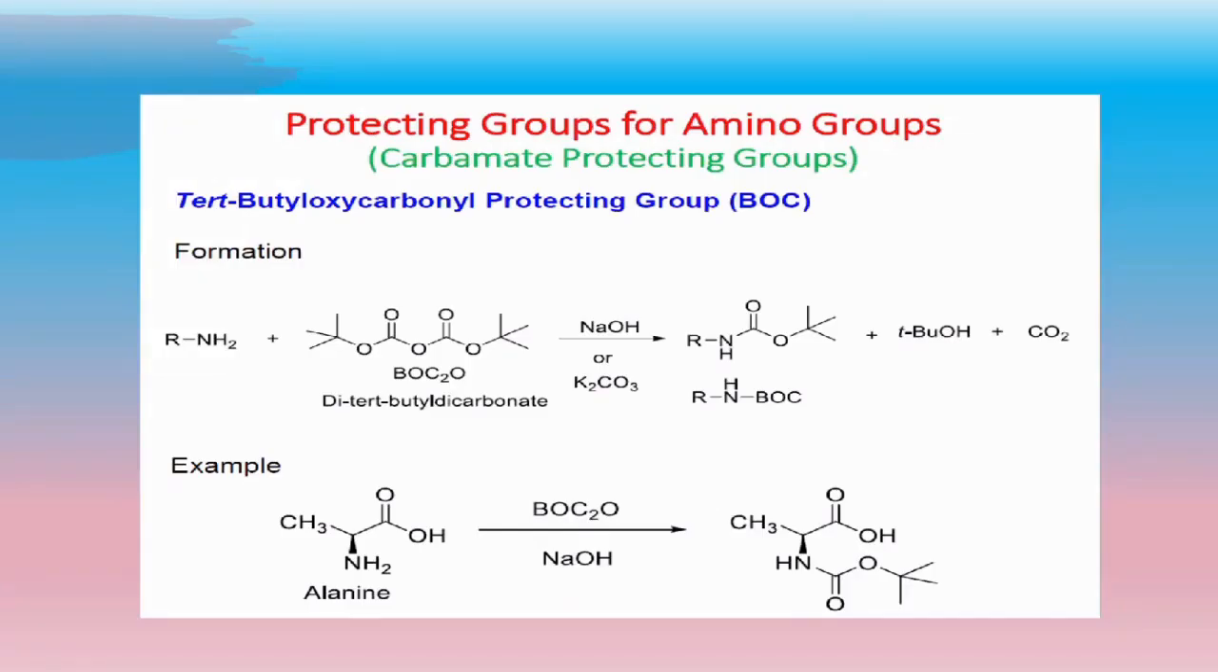Now we'll see the protecting groups for amino groups, and the first one is the tertiary butyloxycarbonyl protecting group. An amino compound can be protected using this tertiary butyloxycarbonyl group. When we use this group to protect an amino compound, a new compound is formed, and that is carbamate. And what is a carbamate? It is a chemical compound that is formally derived from carbamic acid.